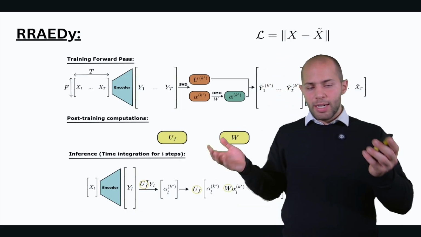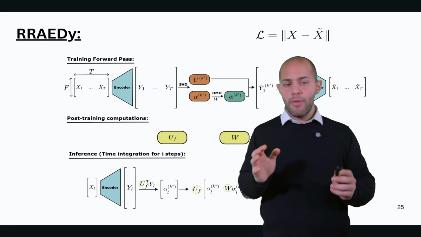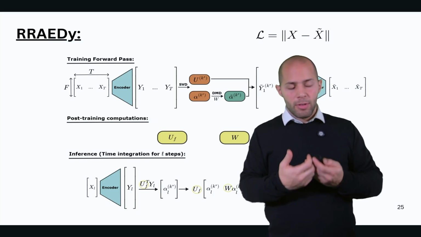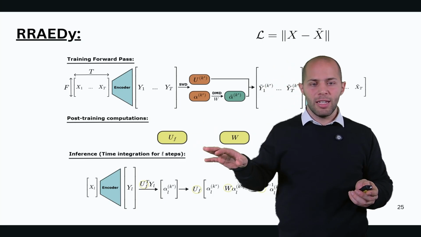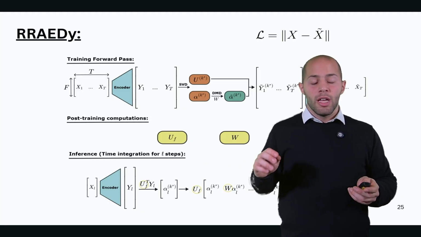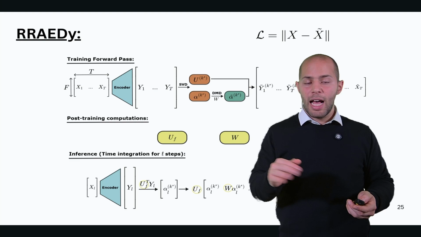Now, this is how RRAEDy looks like when we perform training. So we do an SVD and we do a DMD. However, when we want to do inference, RRAEDy is a nice model because you only have to do matrix multiplications. You do not have an SVD anymore. You do not have a DMD anymore. You replace them by their equivalent using matrix multiplication as follows.